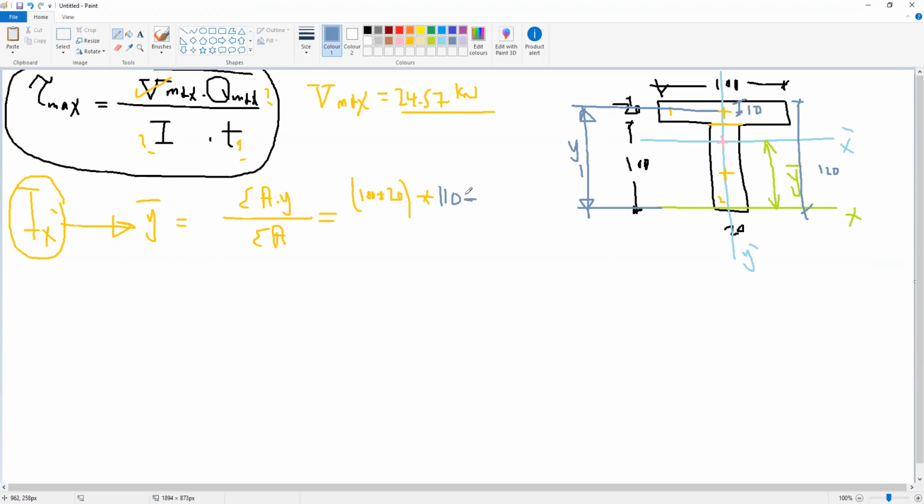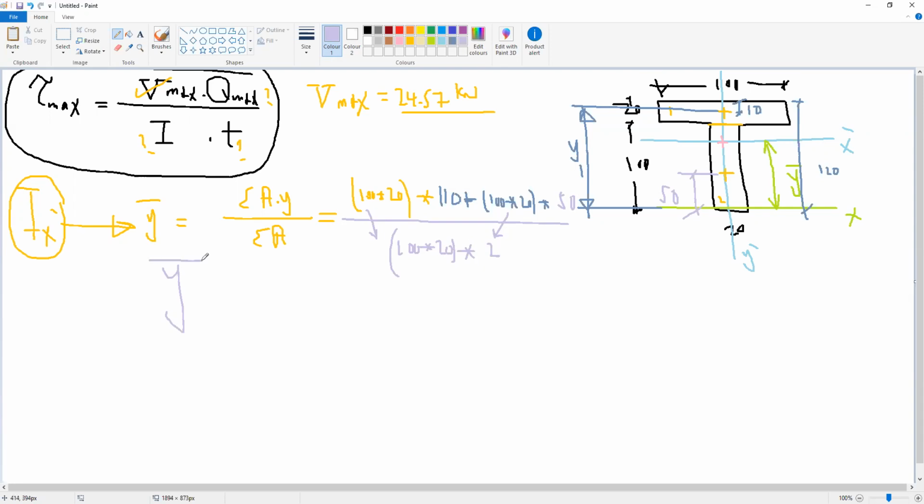Plus area 2. Area 2 is 100 again multiplied by 20, multiplied by y2. What is y2 here? y2 is the distance from the centroid of area 2 to x. So if this is 100, half will be 50. So this will be 50, divided by the summation of area. Summation of area is this area plus this area, so 100 multiplied by 20 multiplied by 2, because the two areas are similar.